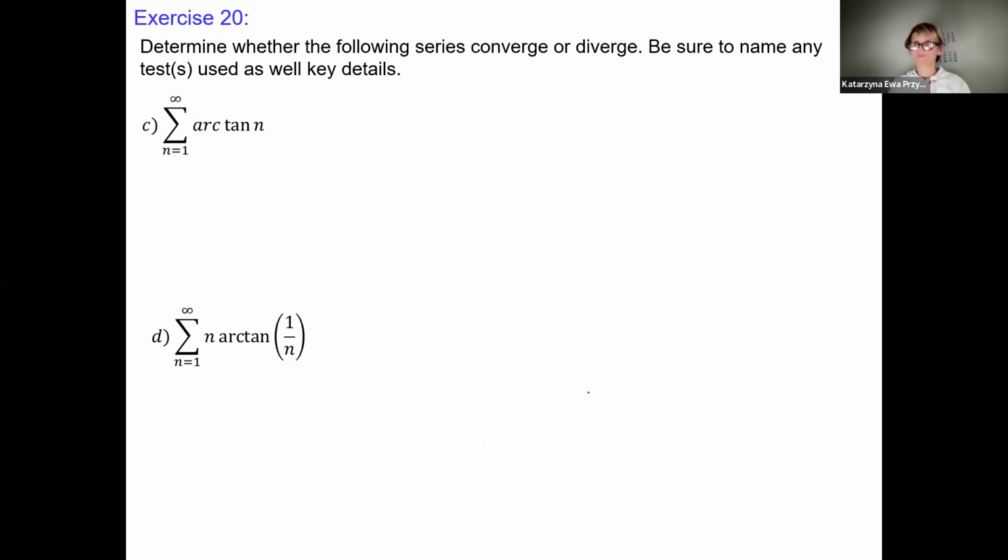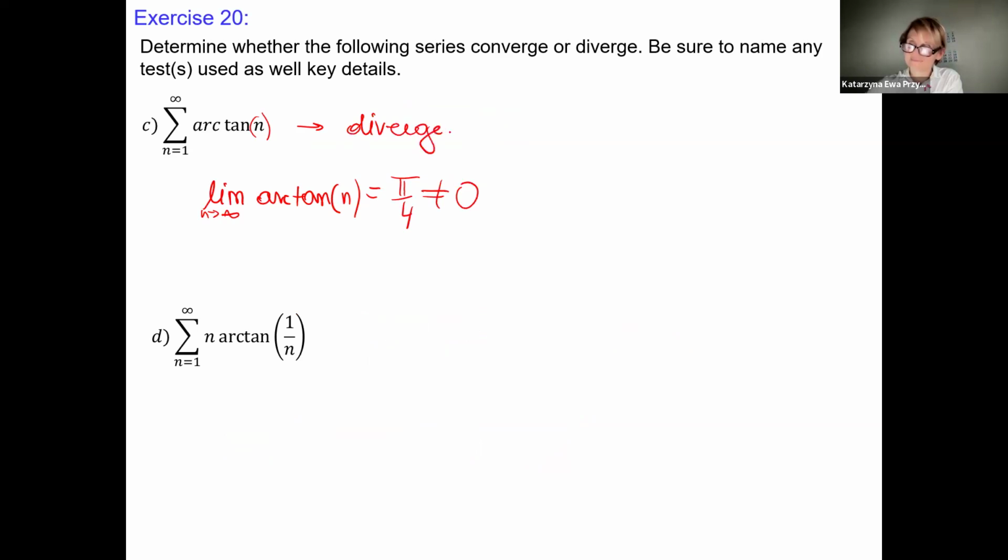Okay, C, arctangent of n. Arctangent of n, convergent or divergent? It's a nice example because the limit at infinity is pi over 2, divergent, different than 0. Divergent, by test for divergence. Beautiful. Okay, what about D?